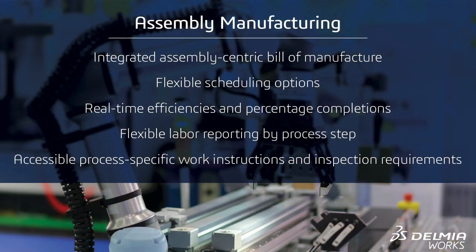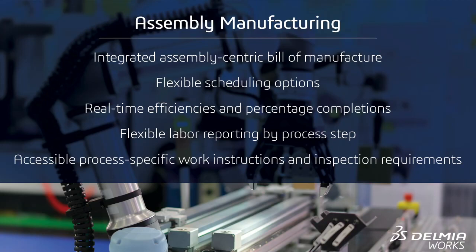DELMIAWorks allows assembly manufacturers to define the specific steps required to build each individual product, attaching materials, documents, resources, costs, and trigger requirements to each step in the assembly process. With flexible scheduling options, including rough-cut capacity planning, the finite scheduling board, and work center-specific dispatch lists, DELMIAWorks provides flexible scheduling tools to meet your organization's requirements.